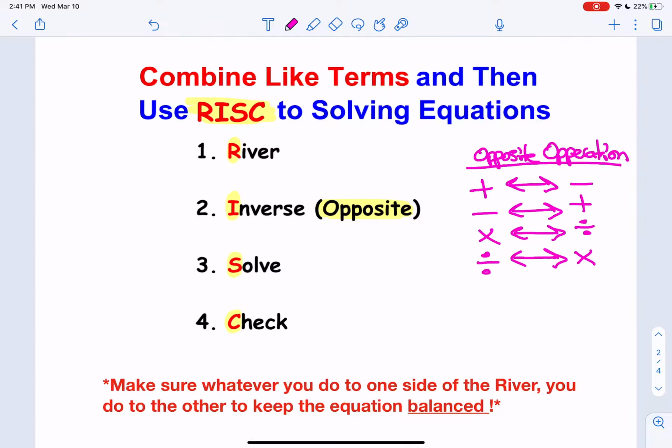So we're going to do the river, and I'll show you what that is in just a minute. And then we're going to do the opposite operation. So if you see an addition sign, you're going to do the opposite and subtract. If you see a subtraction sign, you're going to do the opposite and add. If you see multiplication, you'll do the opposite and divide. And if you see division, you'll do the opposite and multiply. Okay? And always, always, always keep in mind, we got to keep the equation balanced.